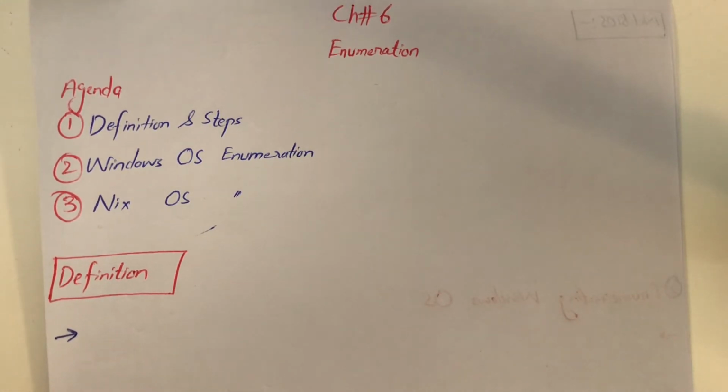Then we will discuss a couple of tools and a couple of techniques of Windows operating system based enumeration, and the next thing, Unix, Linux or other flavors of operating systems, how we can actually do enumeration on those operating systems. So starting with the definition of enumeration.